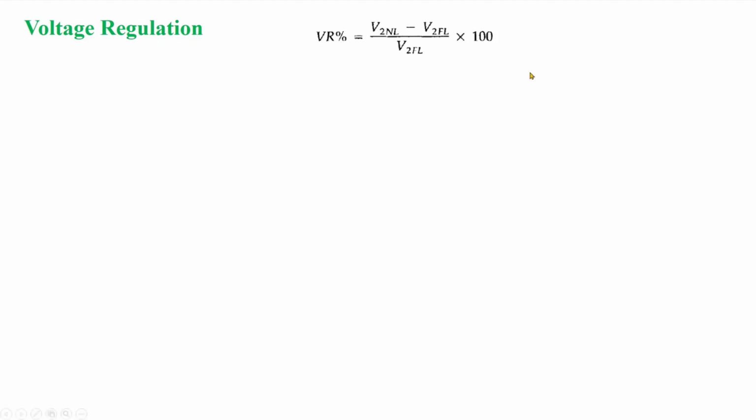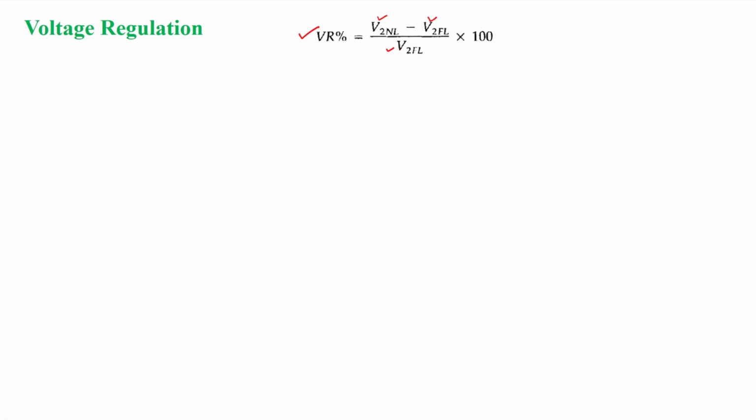Here we can see the voltage regulation is expressed in percentage, and it is nothing but the ratio of the difference between the secondary side voltages. This V2 is the secondary side voltage at no load. That will give me the rated voltage minus the full load voltage at the secondary side, that is V2FL, divided by V2FL, the full load secondary voltage, into 100, right?